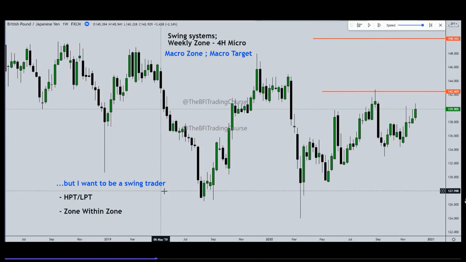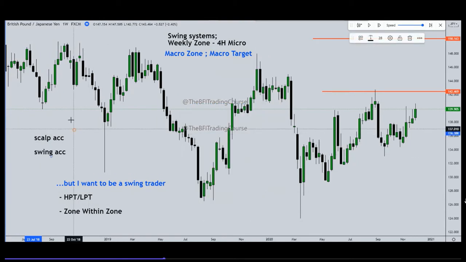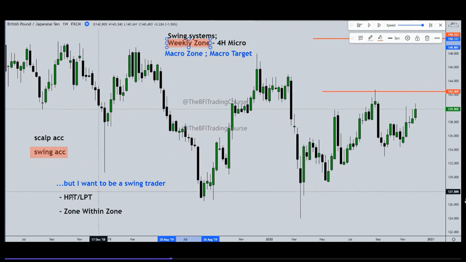Okay, let's look at this point here. But I want to be a swing trader. A lot of people say that. Who's stopping you? Okay, here's a good idea. Maybe you have a scalp account and a swing account. Maybe you have an account that you use to, obviously, this one you won't be active much on, but you use this one maybe to get to clicking at the weekly zones. Set and forget type of strategy. It could be HPT, LPT, but it's a weekly zone. Weekly zones are the best. You're getting the best moves.